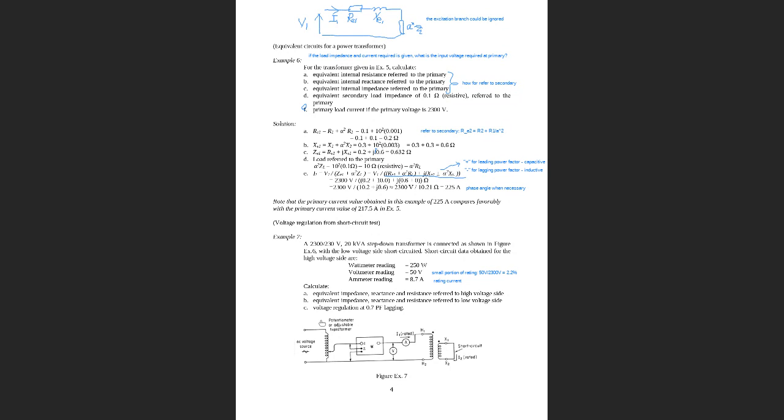Now, you are asked to calculate the equivalent impedance, reactance, and resistance referred to the high voltage side, and the equivalent impedance, reactance, and resistance referred to the low voltage side, and the voltage regulation at power factor 0.7. Remember this in your mind as we look at the suggested solutions. First, the short circuit test: input voltage 50 volts, input current 8.7 amperes, input power 250 watts.